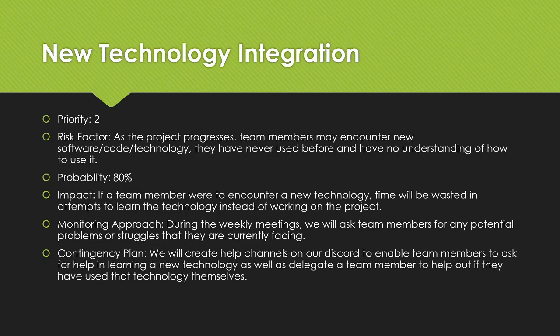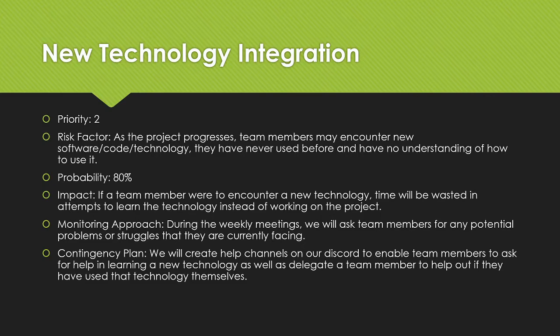Next, we have the new technology integration, which was a low priority risk for us. And the risk factor was, as the project progresses, team members may encounter new software, code, or technology that they have never used before and have no understanding of how to use it. The probability of this was 80. And the impact is that if a team member were to encounter a new technology, time would be wasted attempting to learn instead of working.